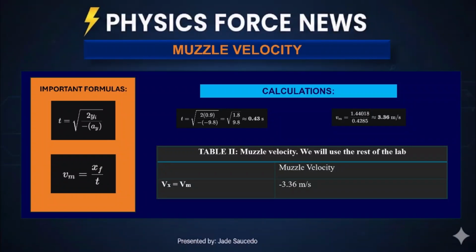Our second step was solving for Vm. Next, we take the average horizontal distance the ball traveled, xf equals 1.44 meters, and divide it by our time. Using the formula Vm equals xf divided by t, we found our muzzle velocity to be approximately 3.36 meters per second.